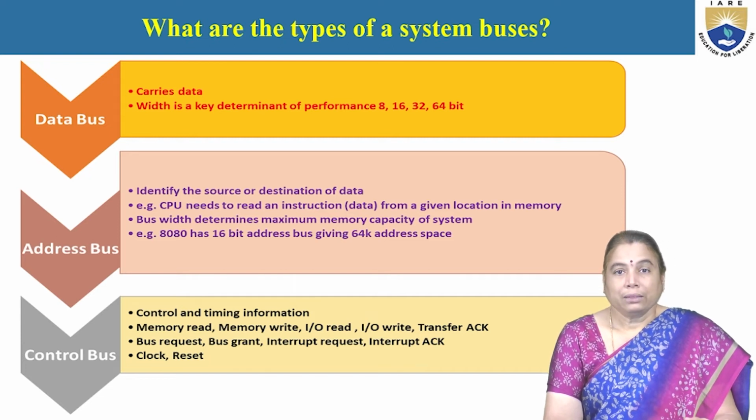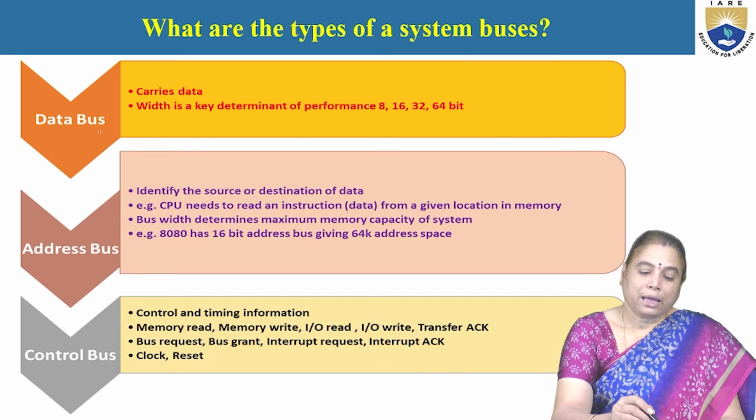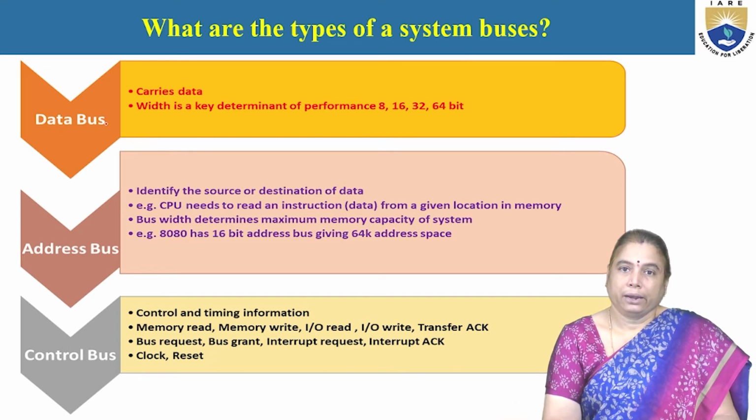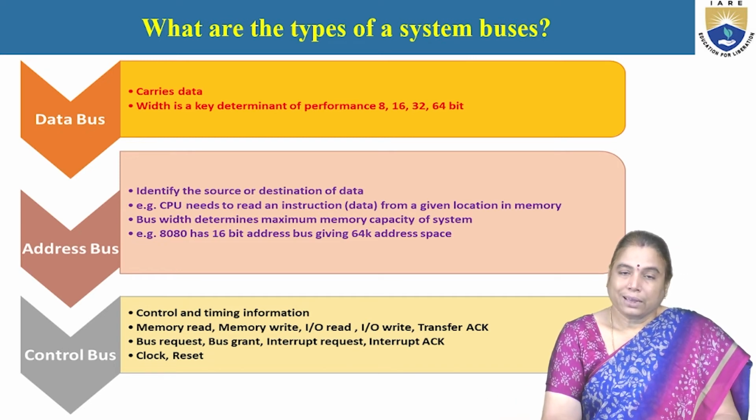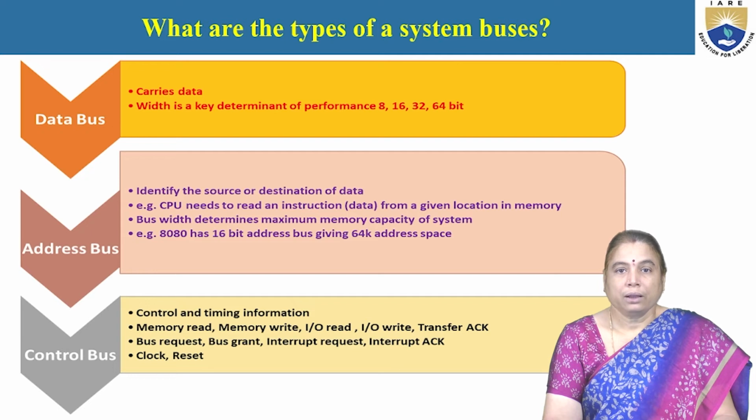So, at the location that is pointed by the address bus, what data has to be read or written can be carried out with the help of the data bus. The second bus is the address bus. It identifies the source or destination of the data. So here the location where the data can be transmitted can be indicated with the help of the address bus.